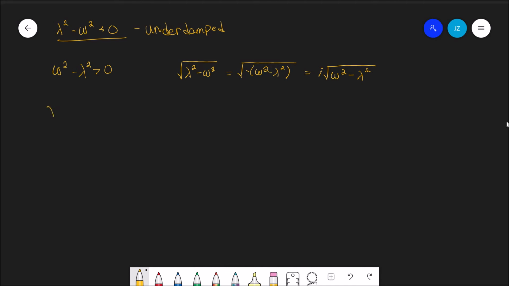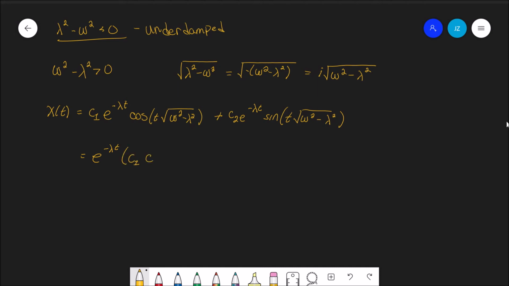So our general solution will be of the form C1 e to the negative lambda t cosine of t times the square root of omega squared minus lambda squared plus C2 e to the negative lambda t times the sine of t times the square root of omega squared minus lambda squared. Which we can rewrite by factoring out e to the negative lambda t.